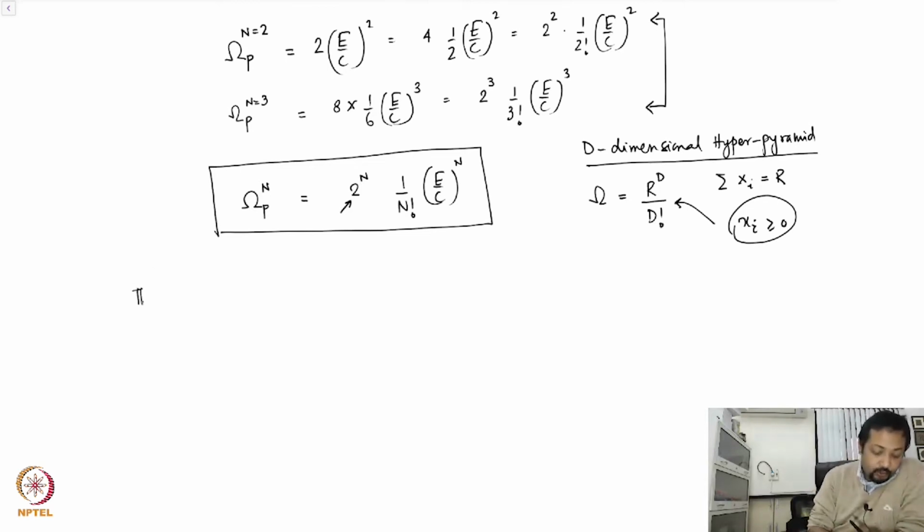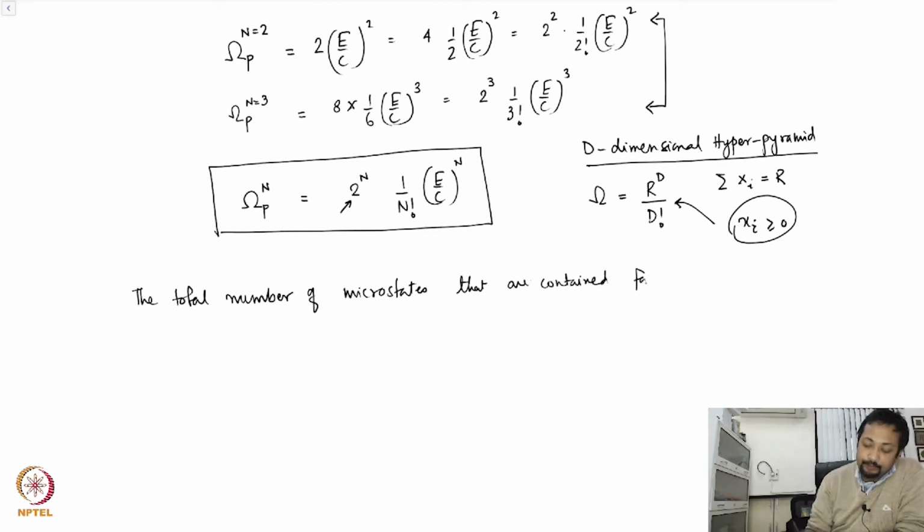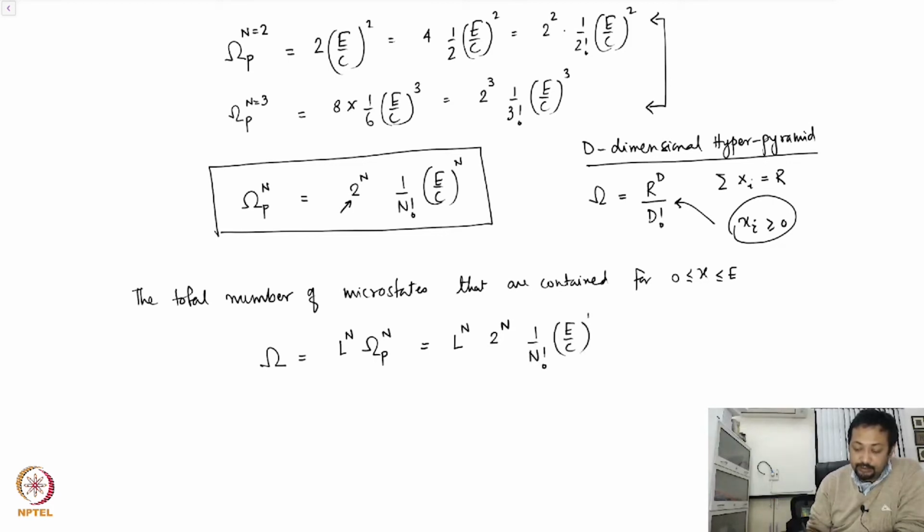Therefore, the total number of microstates that are contained for energy less than or equal to E is given by omega, and that answer is going to be L to the power n omega p n, which is going to be L to the power n, 2 to the power n, 1 over n factorial, E by c raised to the power n.